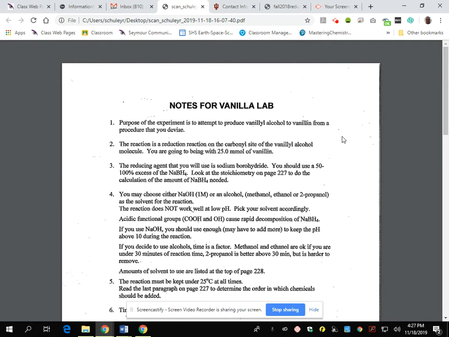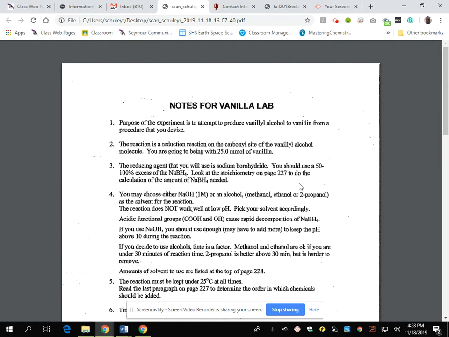Look on page 227 for the stoichiometry of the reaction. You'll need to calculate how much NaBH4 you will need. You should then calculate in a 50 to 100% excess, since side reactions can occur.